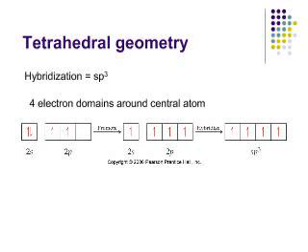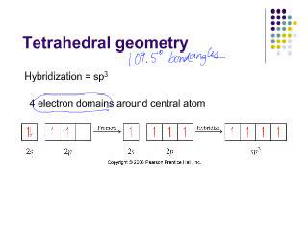Next is tetrahedral geometries. If you have 109.5 degree bond angles and four electron domains around your central atom, we're going to call this sp3 hybridization. I don't feel comfortable just telling you that. Let's talk a little bit about how we get there.